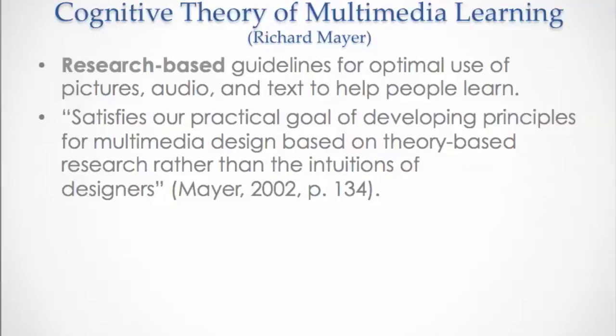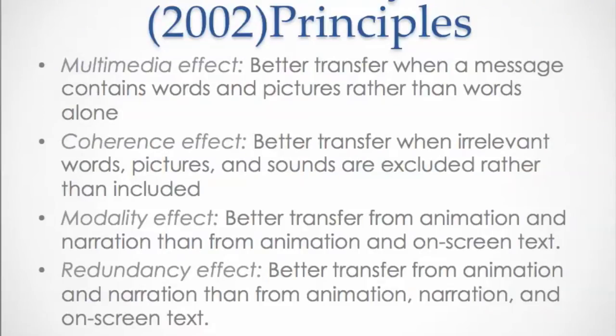So, just as one example, I'm going to highlight Richard Mayer's cognitive theory of multimedia learning. And what this theory did was propose some research-based guidelines for optimal use of pictures, audio, and text, particularly in computer-based instructional materials, to help people learn. And according to Mayer, these guidelines are done to satisfy our practical goal of developing principles for multimedia design based on theory-based research rather than the intuitions of designers, which, as we've seen, are not always correct. So here are some examples. Mayer now has, it's up to 8 or 9 principles, I believe, possibly more, because people keep working on developing this theory. But here's just an example of some of the principles from this theory.